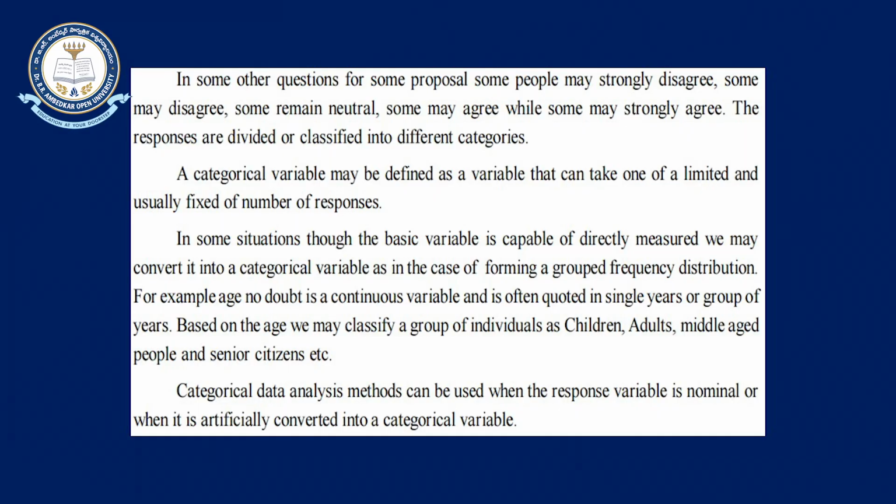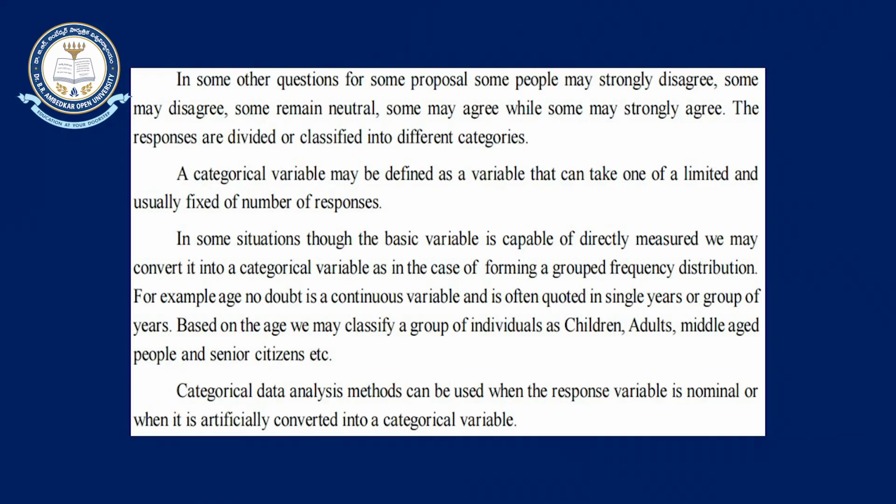These are the examples. In some other questions on some proposals, some people may strongly disagree, some may agree, some may disagree, some may be neutral, and some may strongly agree. Responses are thus classified into different categories. So a categorical variable may be defined as a variable that can take one of a limited, usually fixed, number of responses. This is one of the scenarios.